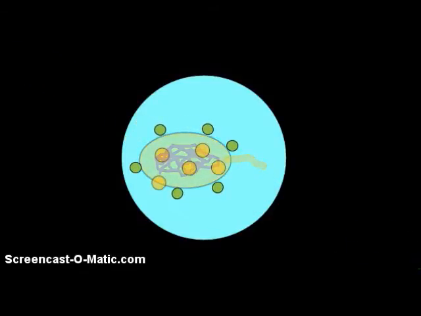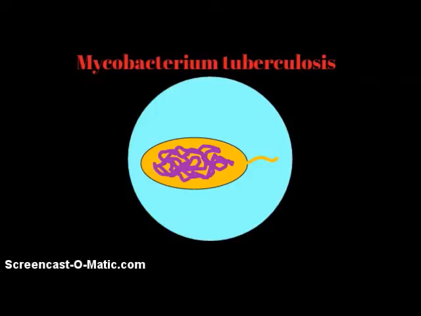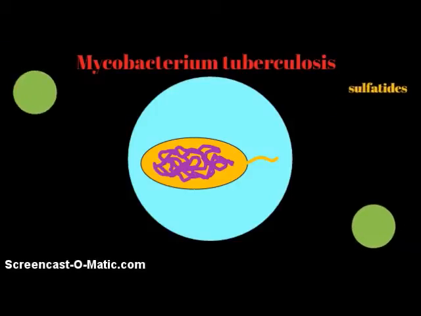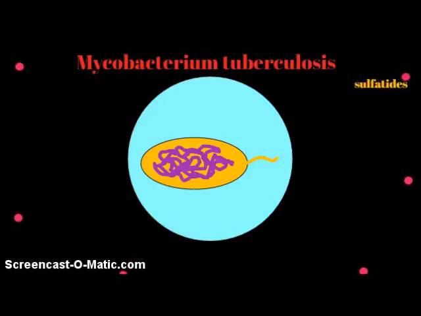However, this process can fail. In cases of tuberculosis, the cell walls of the bacteria release sulfatides, which disables lysosomes from being able to fuse to the phagosome to insert toxins. This allows for the bacteria to grow.